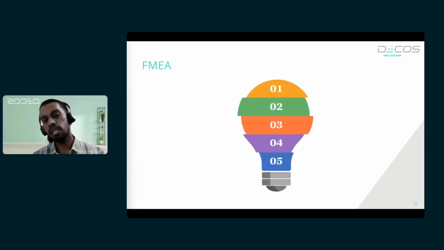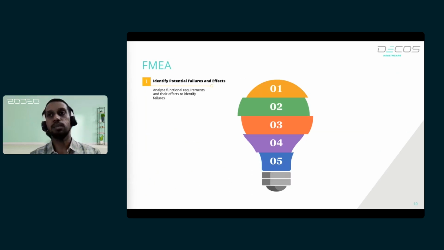So first we'll start with FMEA. FMEA would primarily involve five main tasks, which starts with identifying potential failures and defects. So if there is going to be a pulse oximeter that is going to be used, it was quite famous during the COVID times, right? So pulse oximeter is helpful in reading out the SpO2 level and pulse rate.